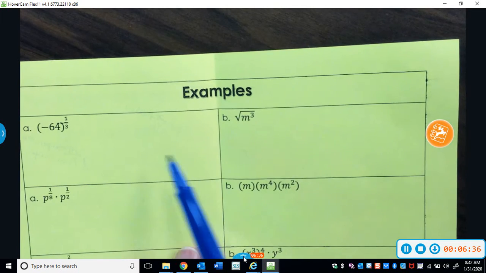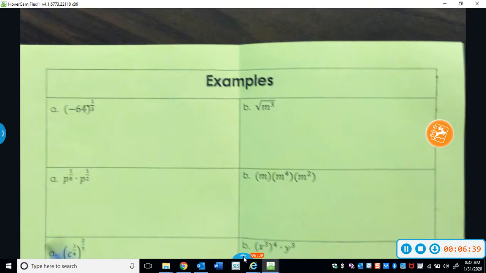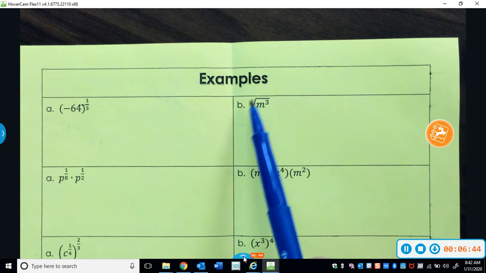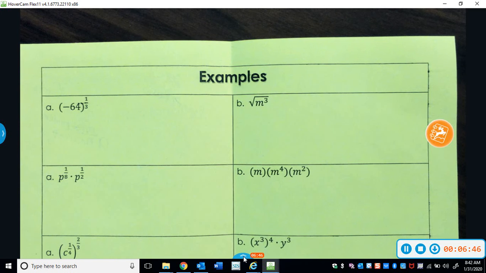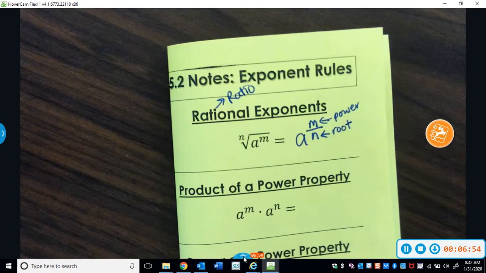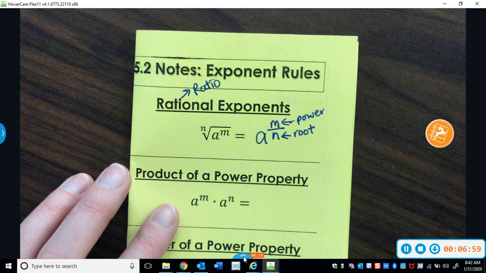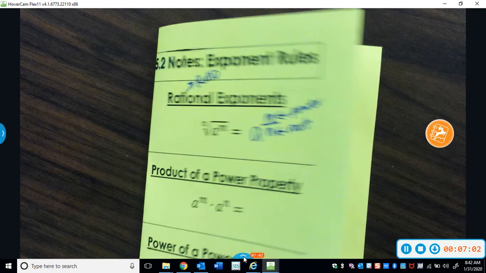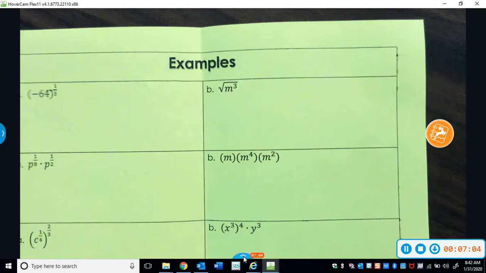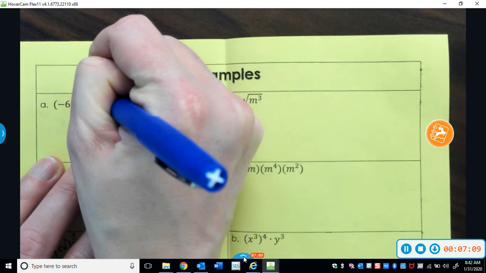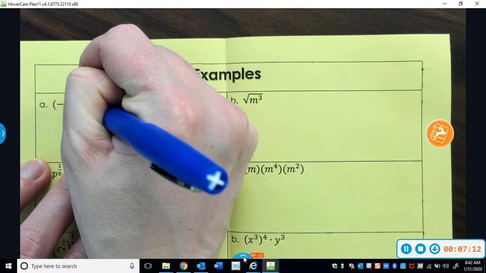So the two examples for rational exponents are here. So you're going to go backwards and forwards. You're going to take this rational exponent and write it with a radical, and then you're going to take this radical and write it as a rational exponent. So it's power on top and root on the bottom. So if it helps, you can always label it while you're still getting used to it.